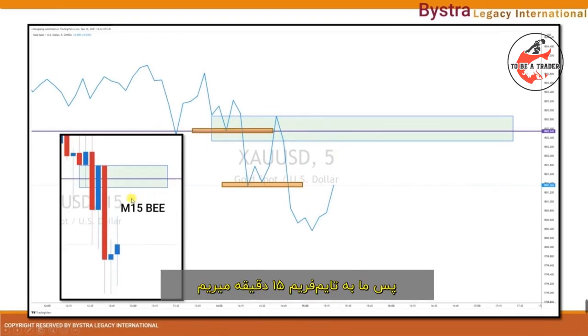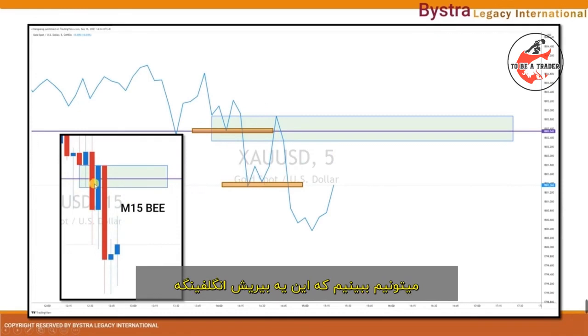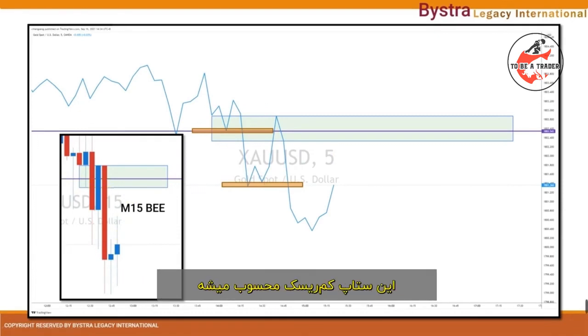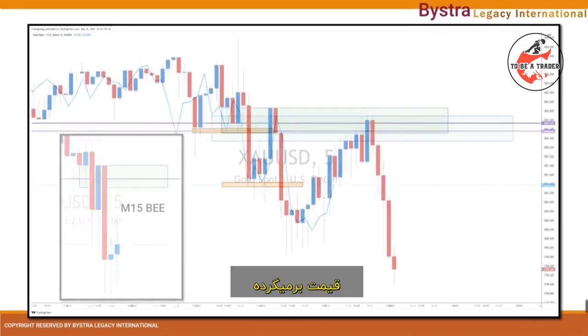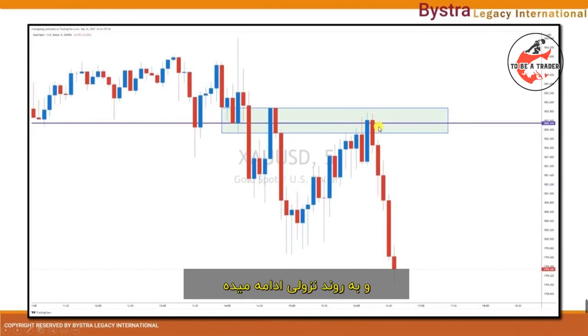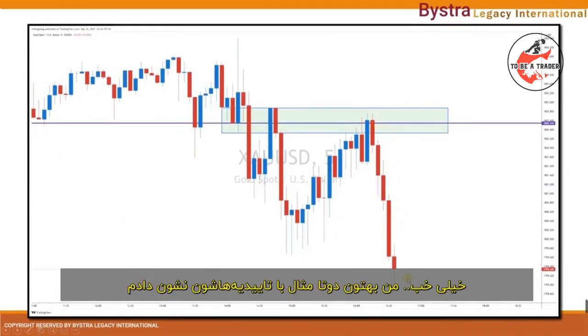So we go to the M15. We can see that this is a bearish engulfing. Okay, M15 bearish engulfing. This setup we'll consider as a low risk. And then let's wait for the price to come back. Price comes back and continues on the downtrend. Okay, so I have shown you 2 examples with confirmation.